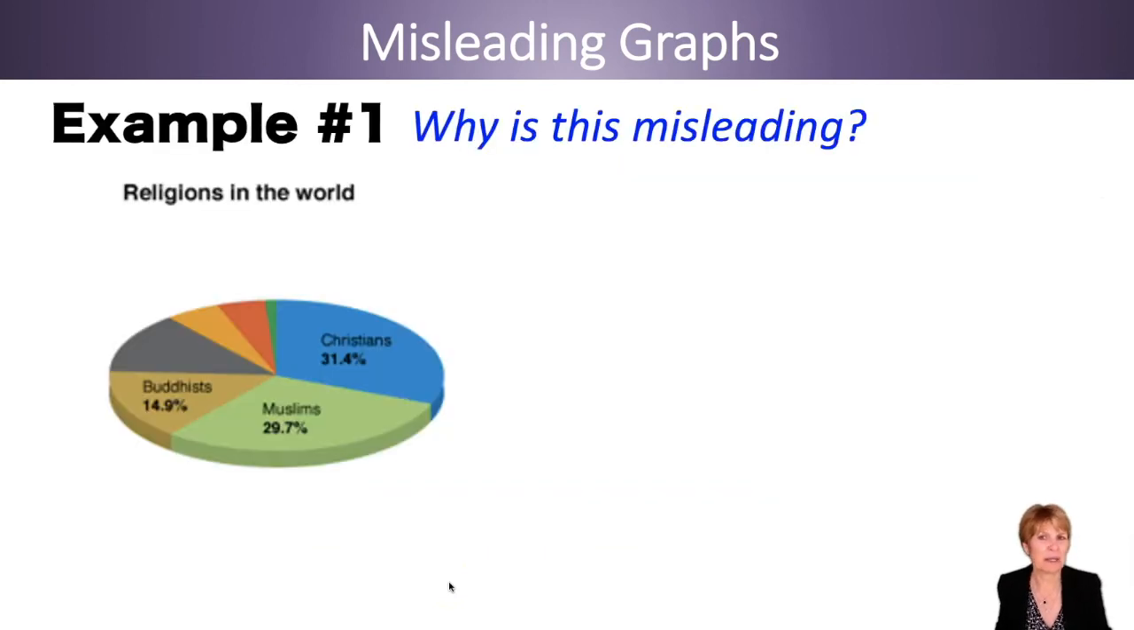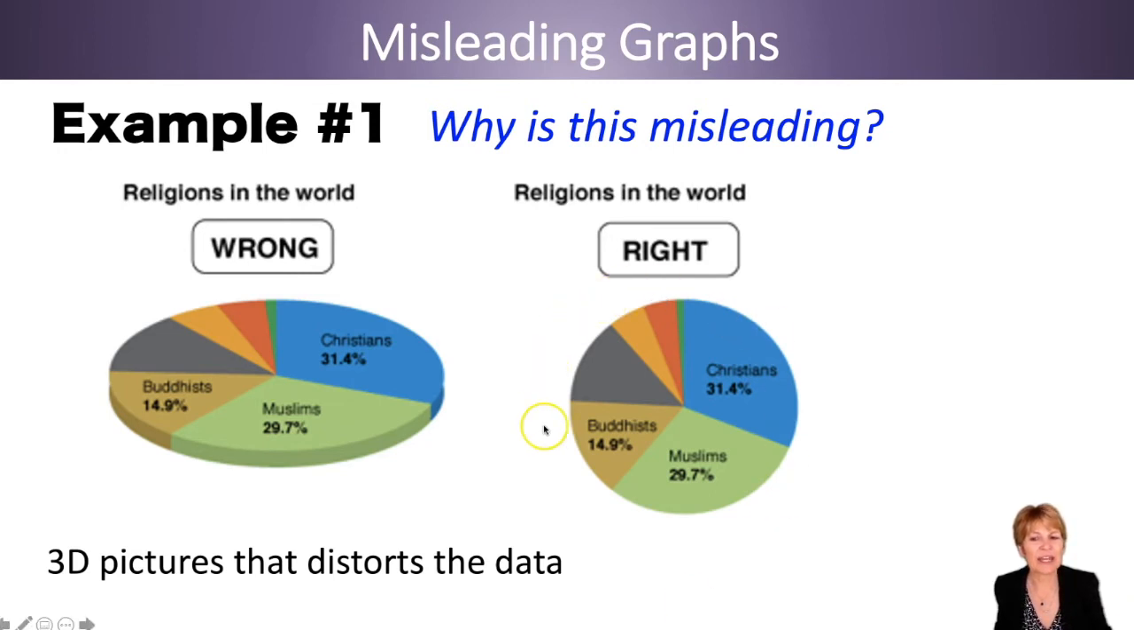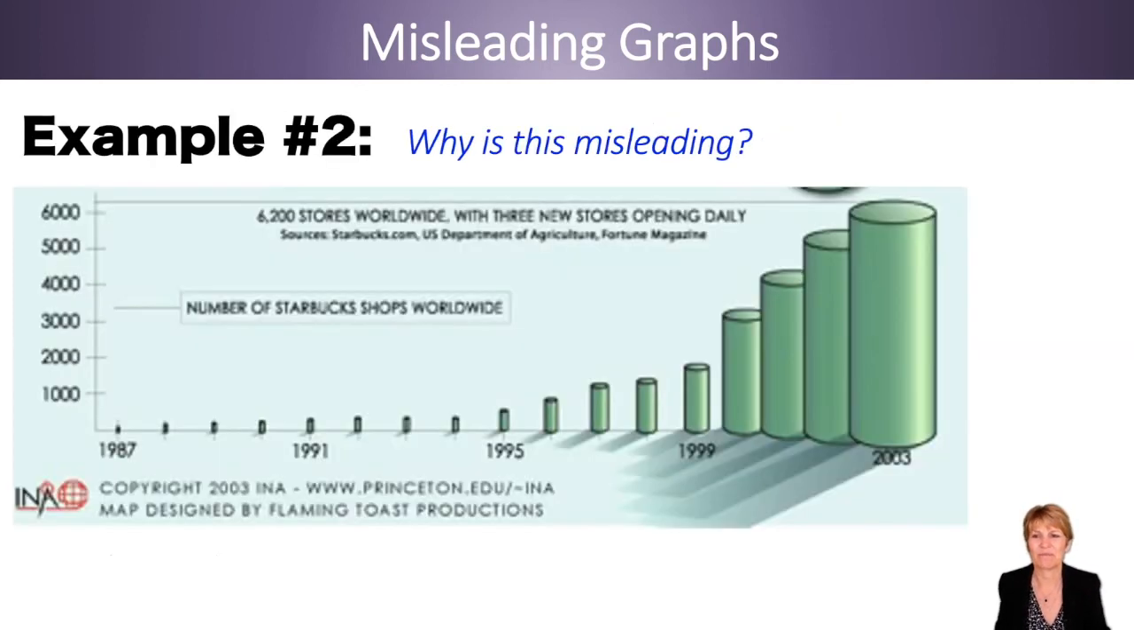Let's look at example number 1. Why is this graph misleading? Religions of the world. Well, if you look at it, it appears as though Muslims are the greatest number, and that's because they used a 3D effect. Okay, the 3D effect distorts the data. If we look at it again without the 3D effect, we can see Christians and Muslims are very close, with there actually being more Christians.